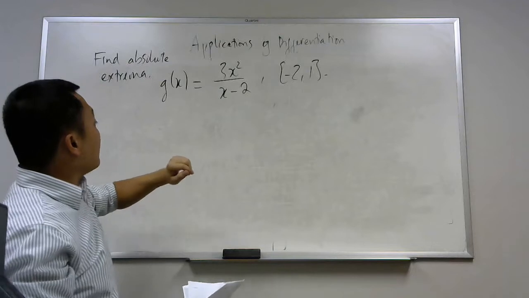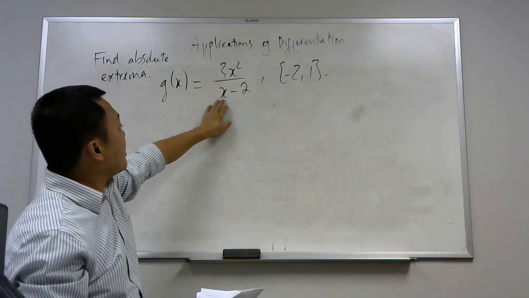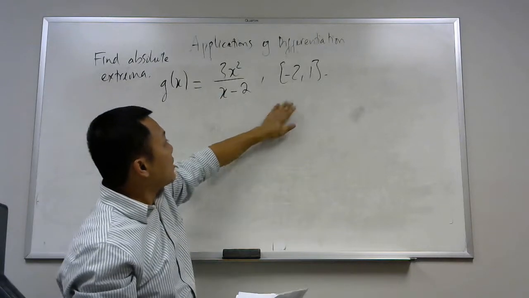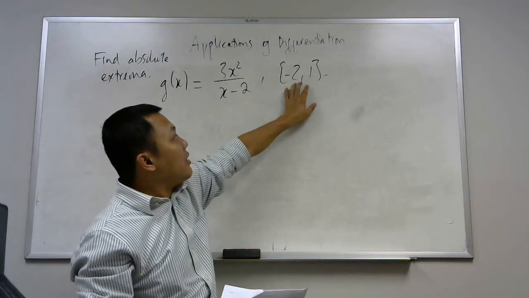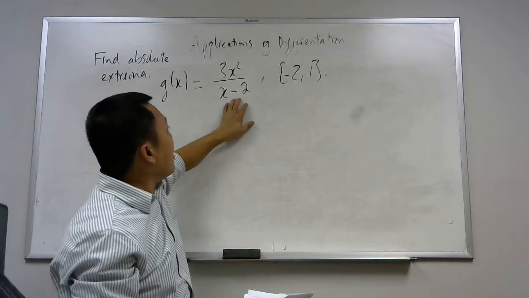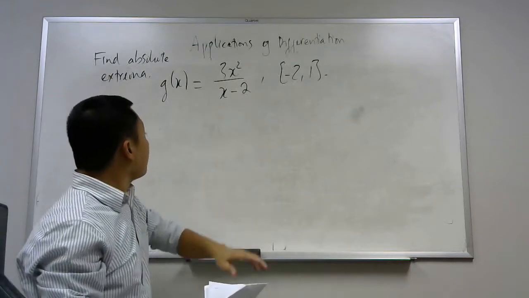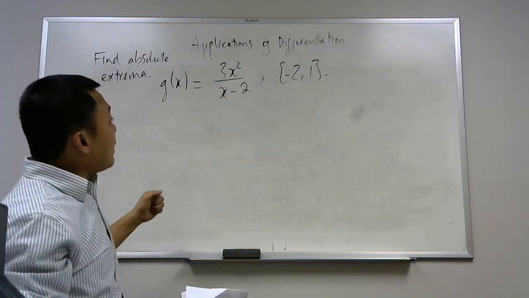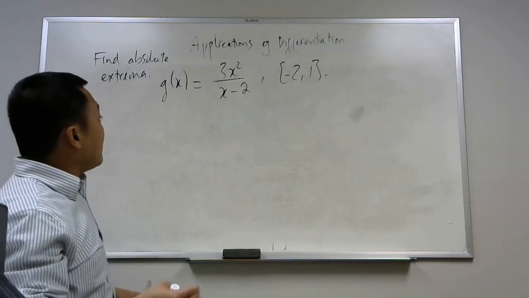Now let's check: is the function continuous? Here we have 2 minus x. For any x in this interval, the function is well defined and continuous. We are good. And not only continuous, the function is differentiable.